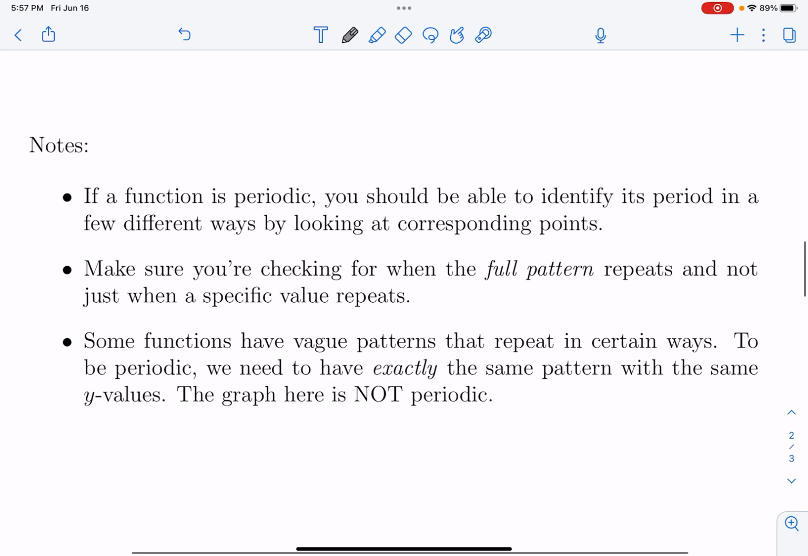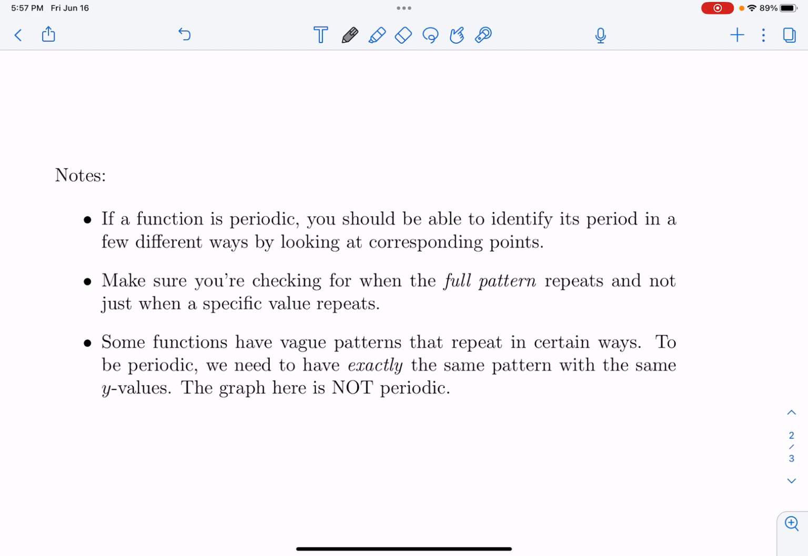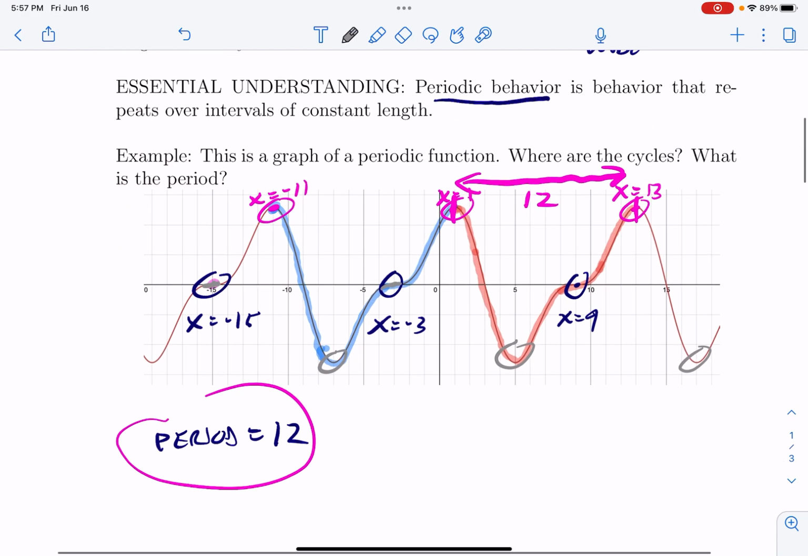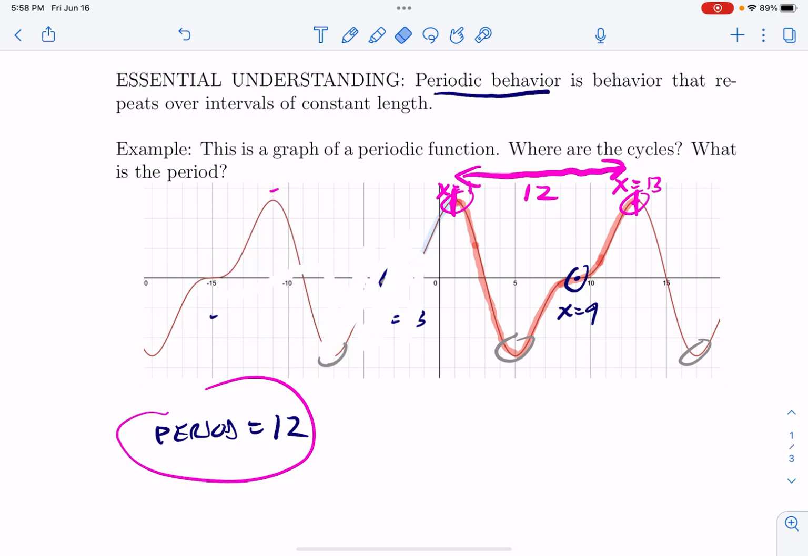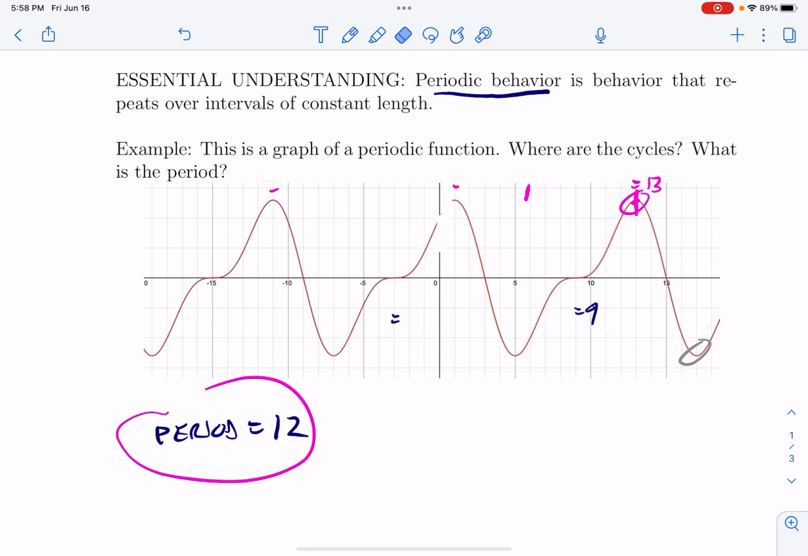Now, make sure you're checking for when a full pattern repeats and not just a specific value. Let me erase what I did before and demonstrate that. What you don't want to do when you're measuring the period is just pay attention to a specific value of the function.